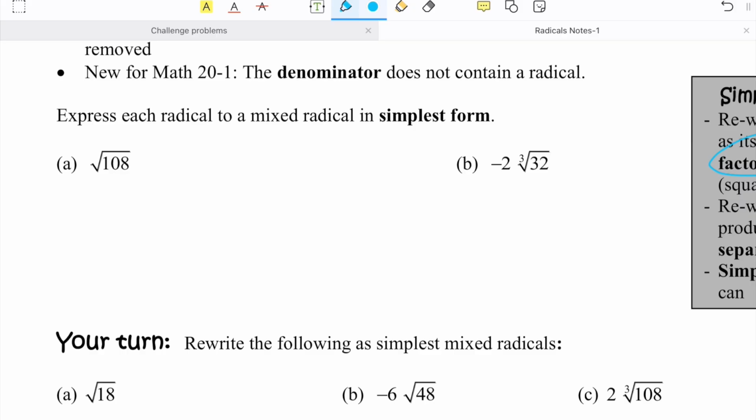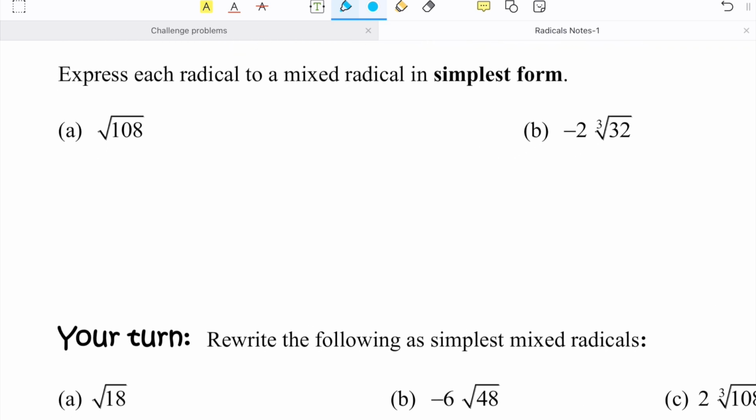27 and 4. Hmm? No, it's wrong. I was thinking cube root thing. You can use a calculator. You can do 108 divided by, start with the smallest perfect square. Divide by 4, will it work? Divide by 9, will it work? Divide by 16, will it work? 4 and 27, okay.